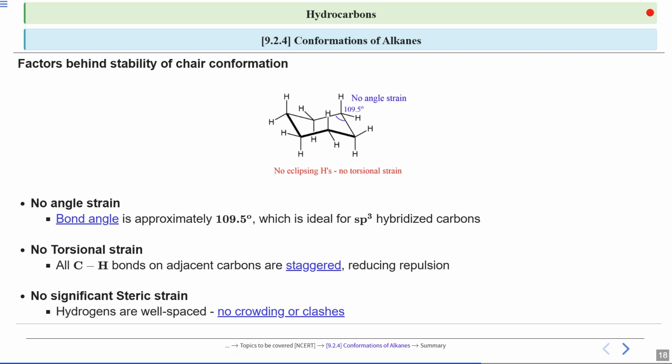And we also know that the hydrogens are well spaced, so they don't do any steric crowding or clashes. So this is very obvious, and therefore we can trust them.